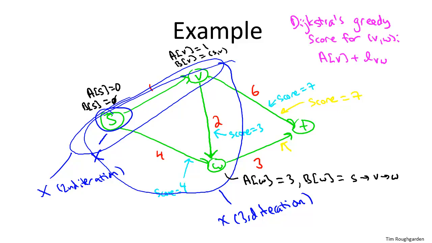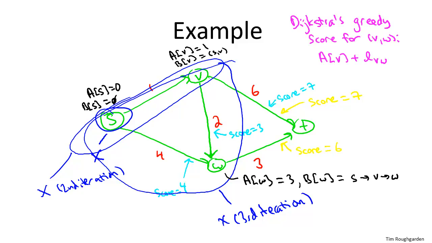So this is still going to be the A value of its tail, 1, plus the length of the arc, 6. So the score here is still 7. And now, for the first time, W, T is a crossing edge of the frontier. And when we compute its score, it's the A value of its tail W, which is 3, plus the length of this arc, which is 3, so we get a greedy score of 6.